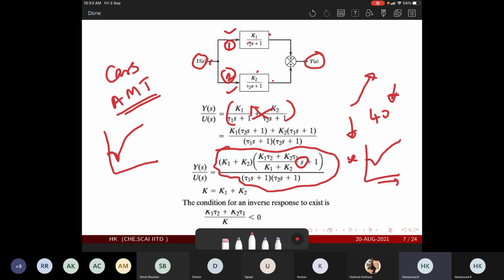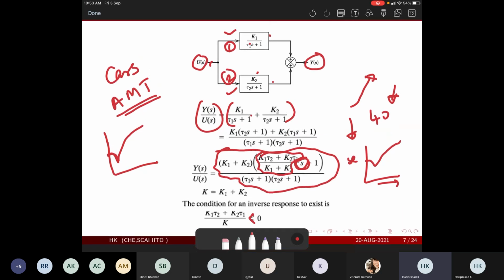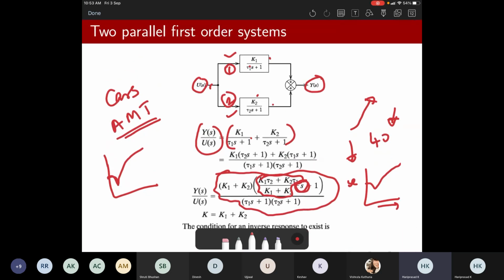Because it is this into this plus this into this plus this. So Y(s) by U(s) would be of this particular form. What you would see is that there is an additional zero that comes in, which was not there earlier. And if the term that multiplies this is less than 0, it will result in an inverse response. So what I am trying to say is, if your original system does not contain any zeros, it doesn't mean that your overall dynamics may not have the influence of zeros.